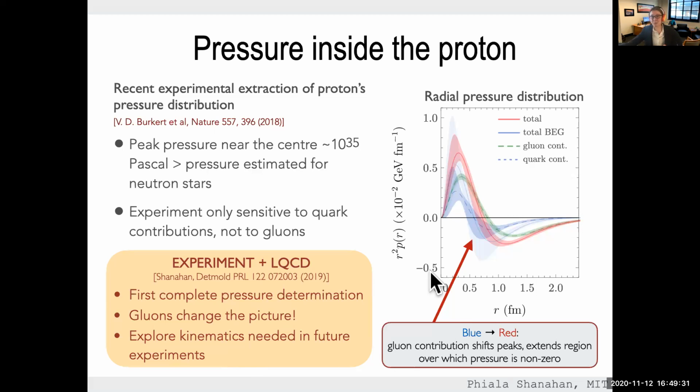So what you see here is the same as the cartoon I just showed. This is that radial distance squared times the pressure distribution. On the horizontal axis, the radial distance from the center of the proton. The blue here is what you get from the experimental result, assuming quarks and gluons contribute the same way. And in red, you have the total, taking the quark contributions from experiment and the gluon contributions from lattice theory and putting them together for a first complete pressure determination. And you see that gluons change the picture. The peak is shifted. The tail is extended by including gluons. Gluons are, of course, important in the pressure in the proton.